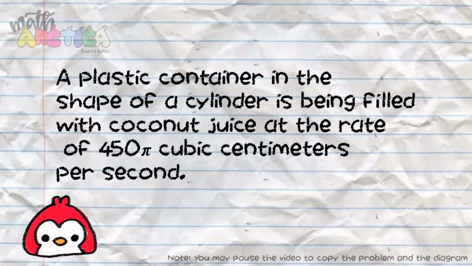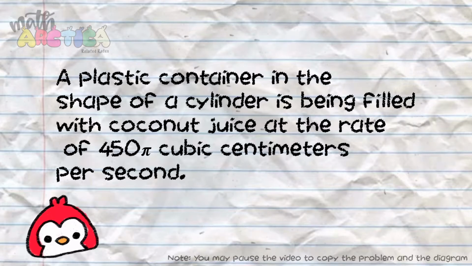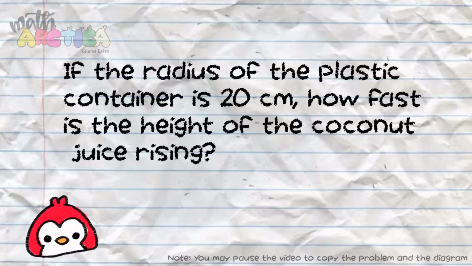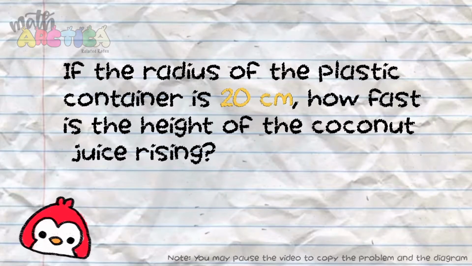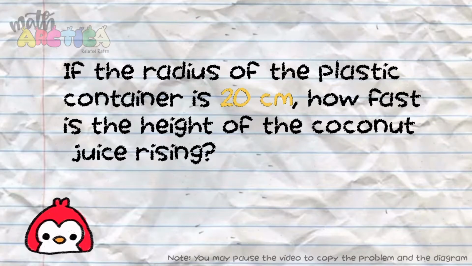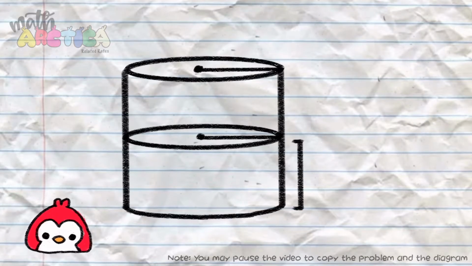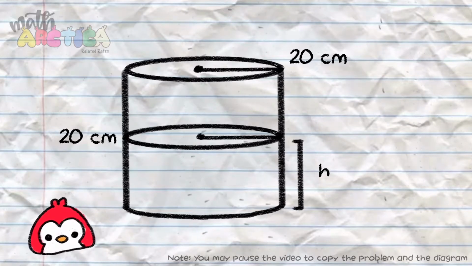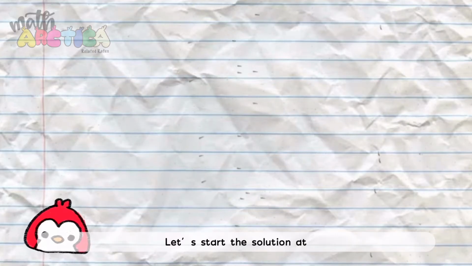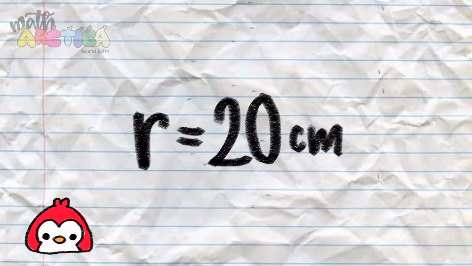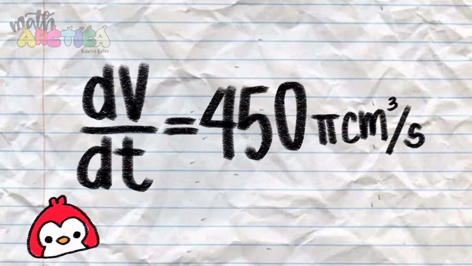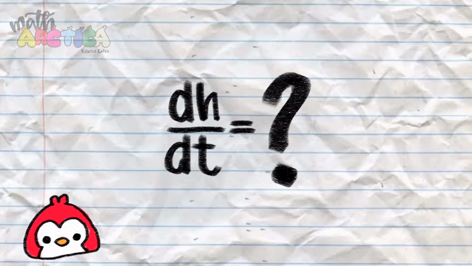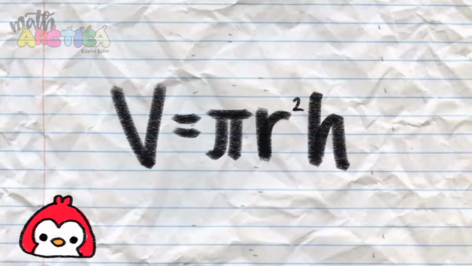A plastic container in the shape of a cylinder is being filled with coconut juice at the rate of 455 cubic centimeters per second. If the radius of the plastic container is 20 centimeters, how fast is the height of the coconut juice rising? Let's start the solution: the radius is 20 centimeters. dV over dt is equal to 455 cubic centimeters per second. So what is dh over dt? Given that the volume is pi r squared times height.